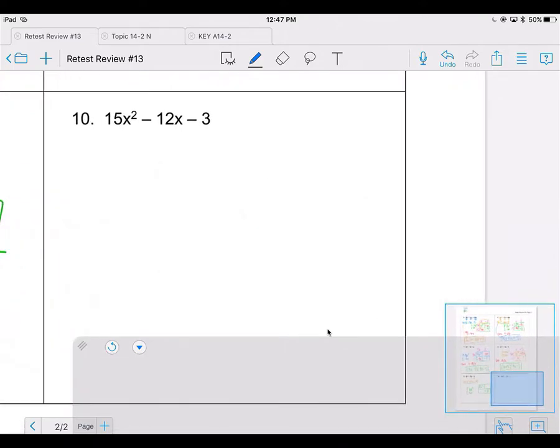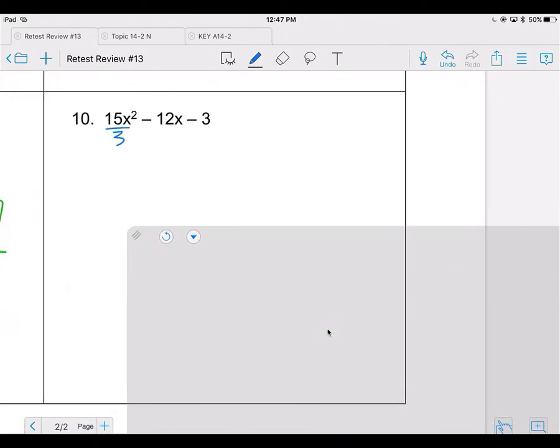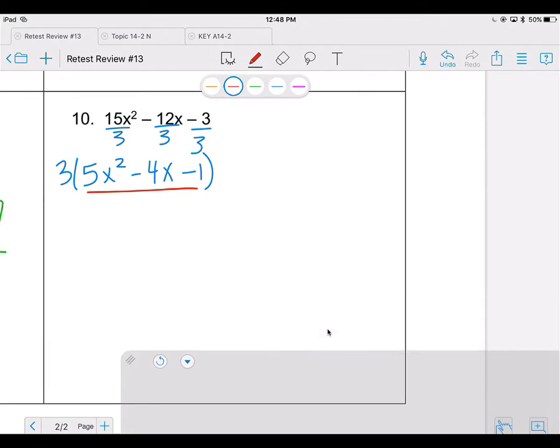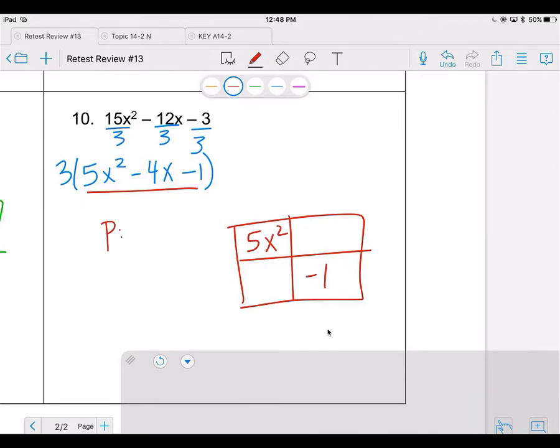Problem 10, 15, 12, and 3 are all divisible by 3. 15 divided by 3 is 5. 12 divided by 3 is 4. 3 divided by 3 is 1. What's in parentheses goes in my box. So my product is a negative 5x squared. My sum is a negative 4x. Two numbers that will do that are negative 5 and positive 1.